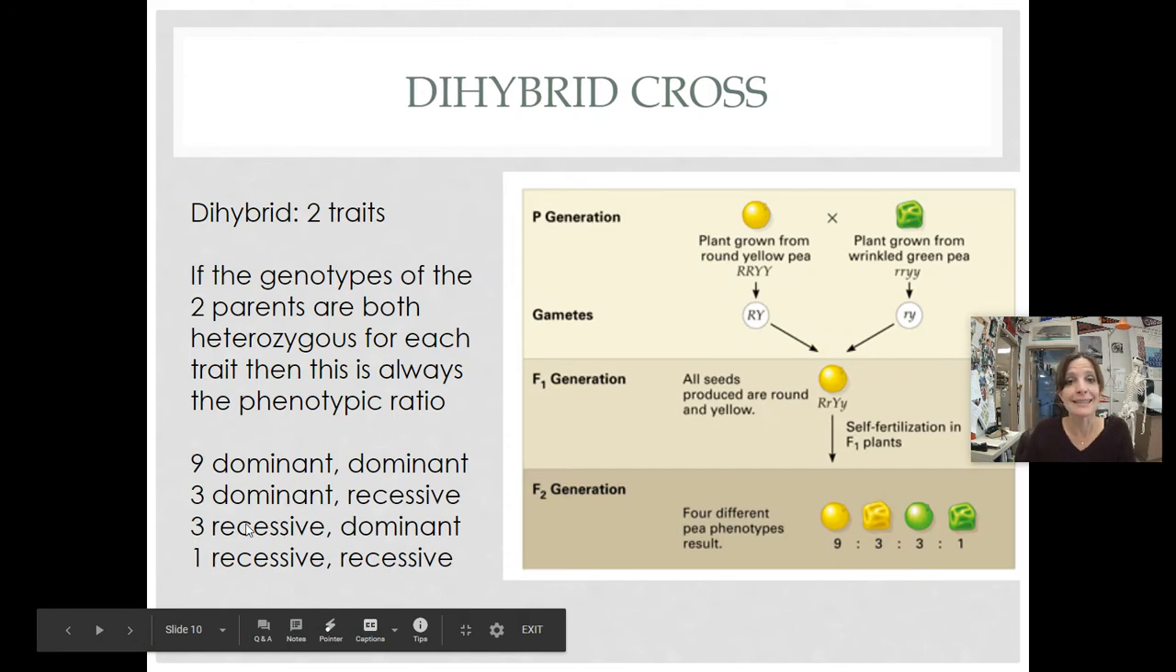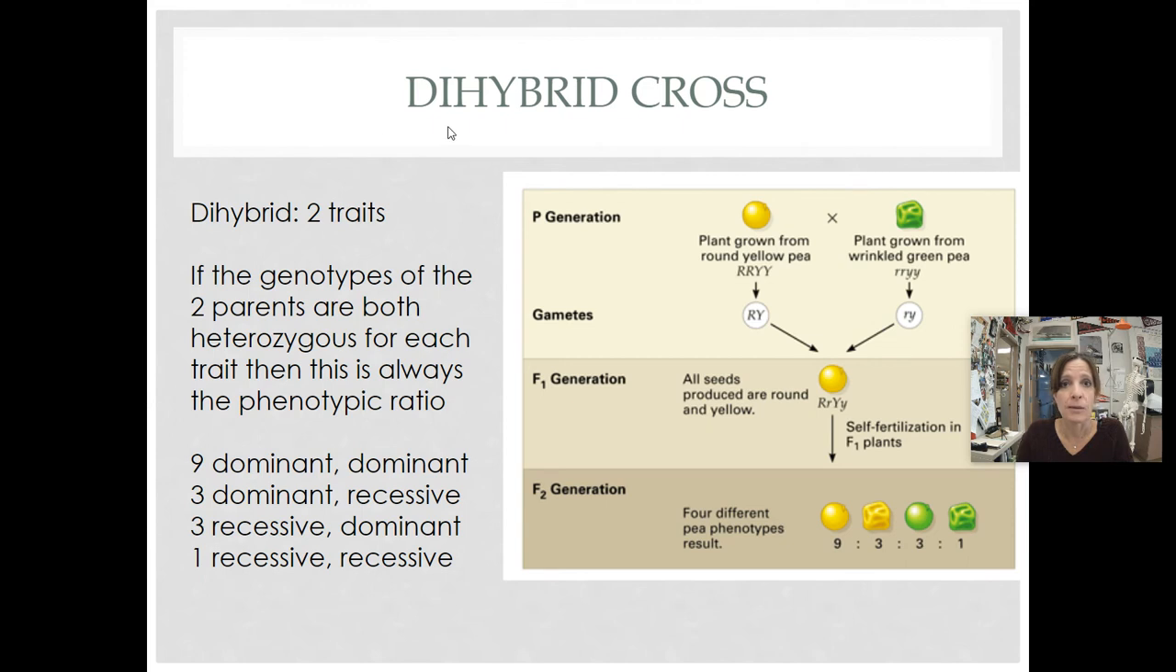Okay, so a dihybrid cross, and we'll do more of these in class. Di means two, so we're looking at two traits. Here we have color, so yellow and green. And then our second trait is wrinkled or smooth. Yellow and green is one trait, the color of the seed. And then wrinkled or smooth is the second trait, which is the shape of the seed.